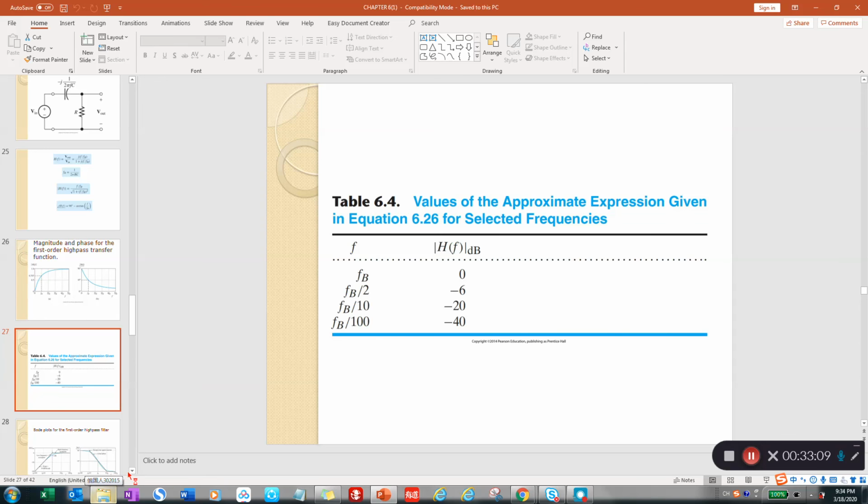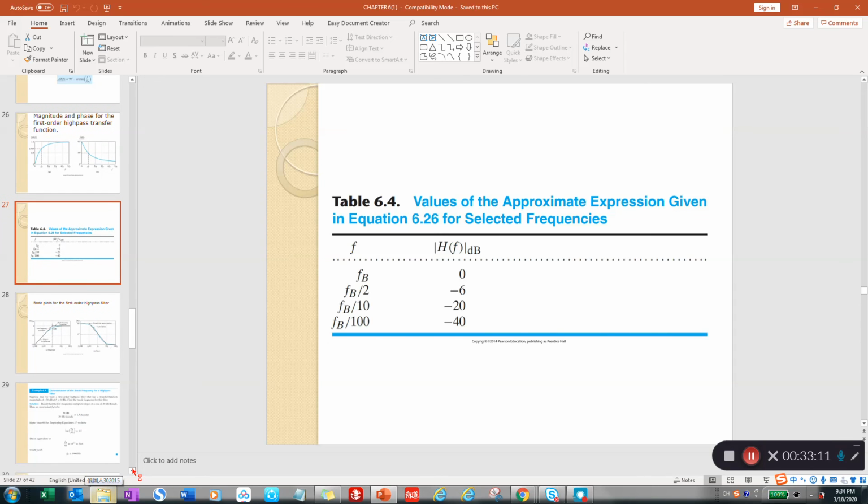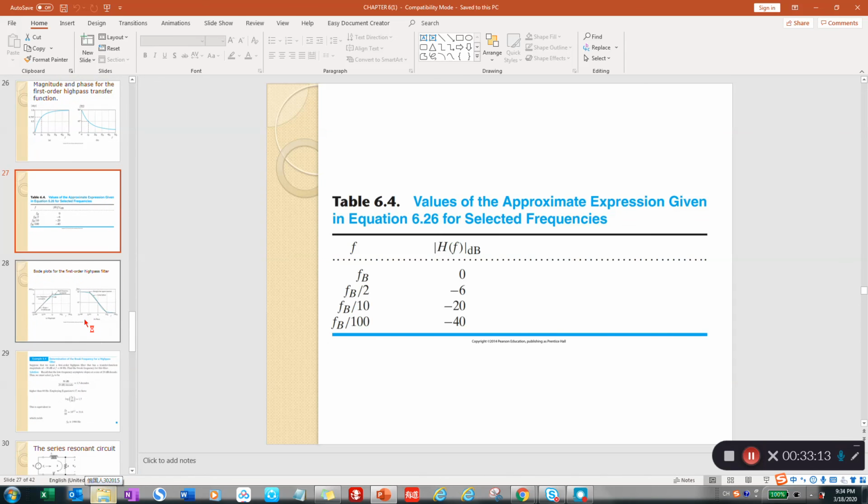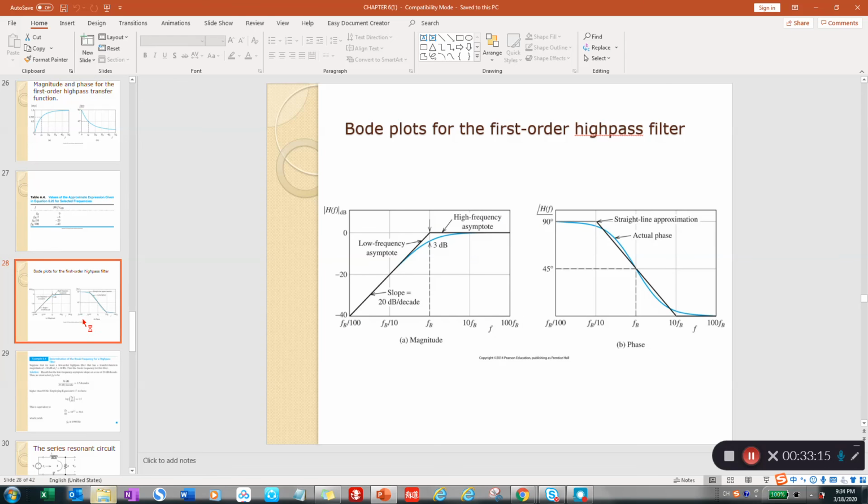So if we want to draw the Bode plot of the high-pass filter, you can look at this one. If you know how to draw the Bode plot for the low-pass filter, the high-pass filter is quite similar, and it is quite simple.